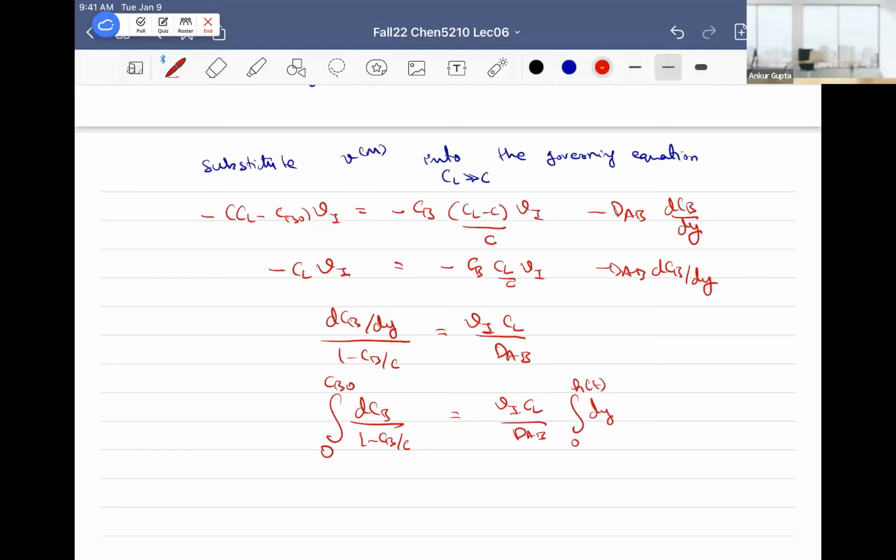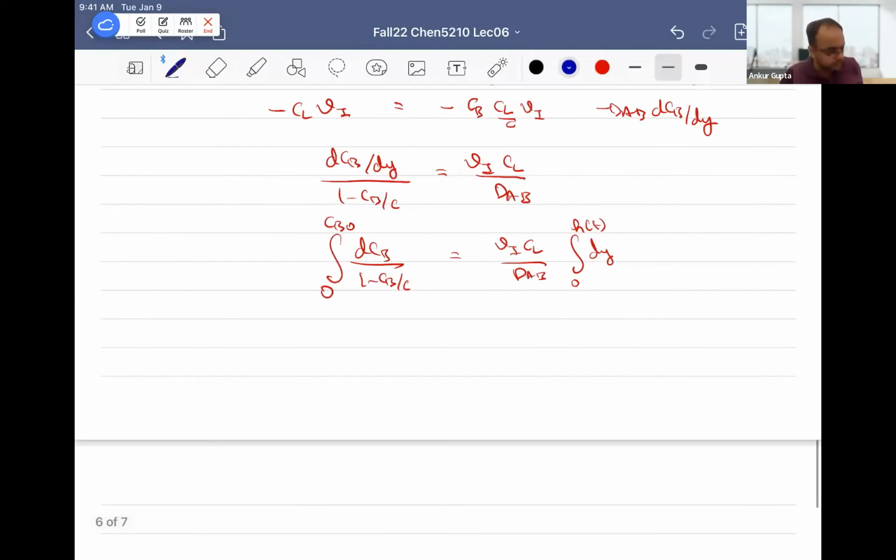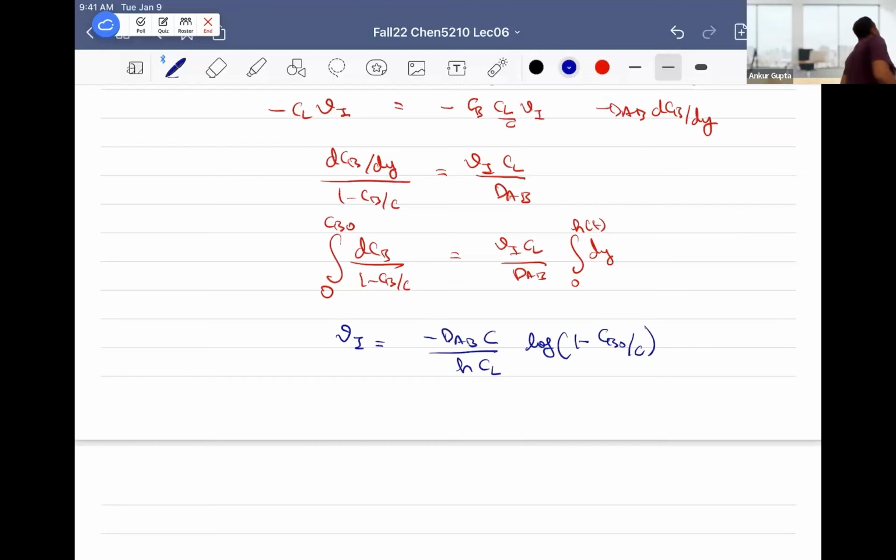Integration of 1 by 1 minus x is a log x term. So if you do this, you will get finally, I'll just give you the result. It takes a little bit of time, but it's possible to do this. VI is equal to minus DAB C by H CL log of 1 minus CB naught by C. Okay. This is the final result we get for VI, and we get this expression.